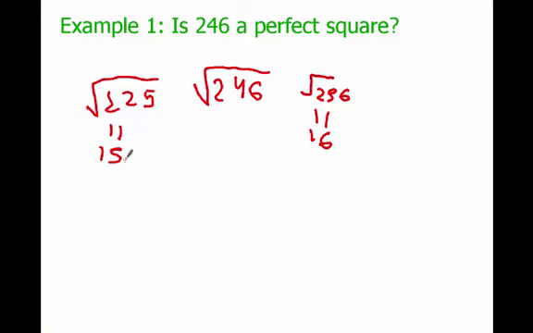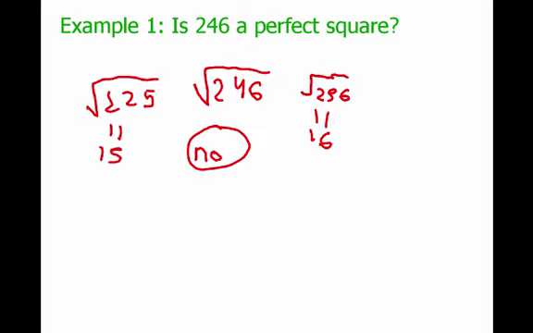I know the square root of 225 is 15. I know the square root of 256 is 16. These are two consecutive integers. There's no integer in between them here. So, can 246 be a perfect square? No, it can't, because its square root is not going to be an integer. Therefore, this cannot be a perfect square.